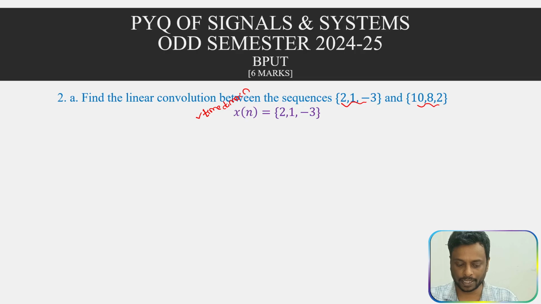So let us take x of n. So x of n equal to 2, 1, minus 3, and h of n equal to 10, 8 and 2. So all are 3-point sequences.